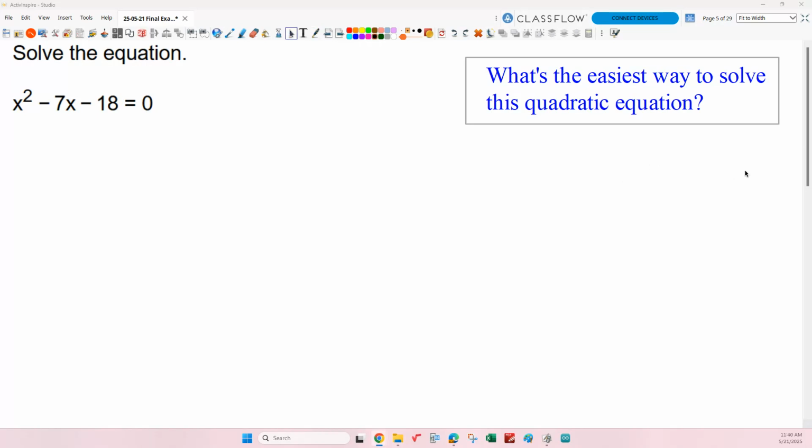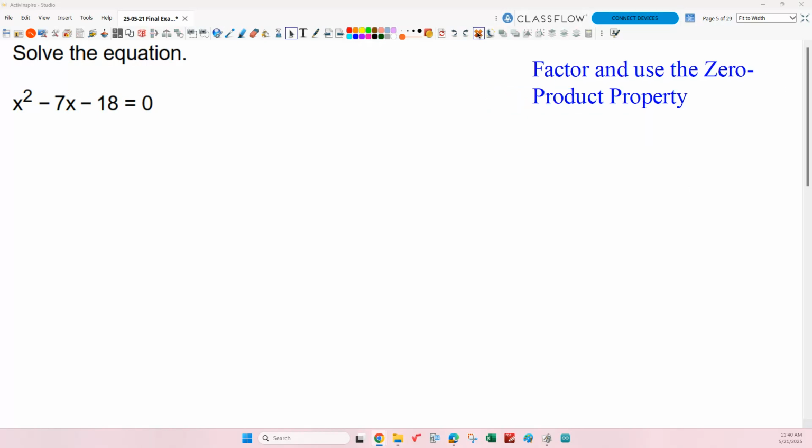Okay, what's the easiest way to solve this equation? Magic numbers, yeah. You can use the quadratic formula because that always works, but magic numbers are a little easier. So what would those magic numbers be? Yeah, x minus 9 and x plus 2. And then if I set those equal to 0 and use the zero product property, what would be my solutions? 9 and negative 2.